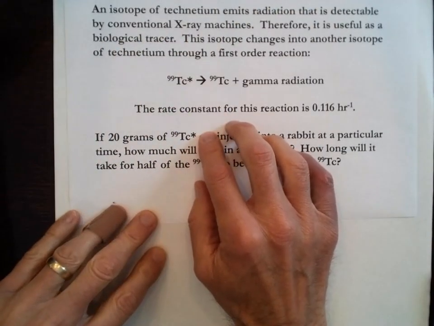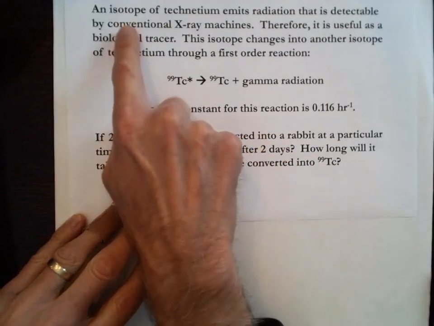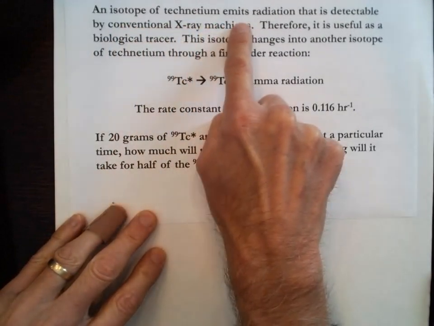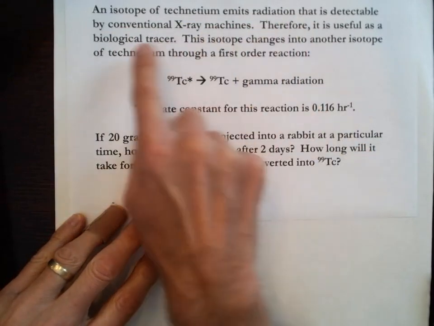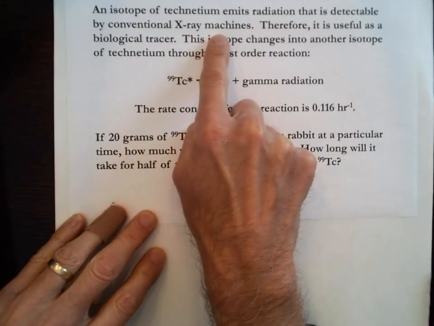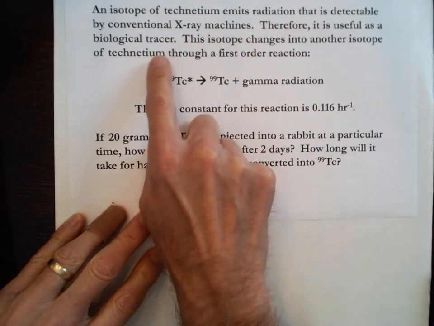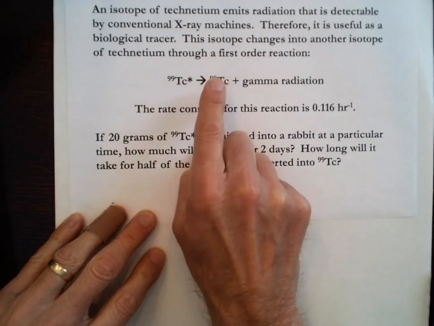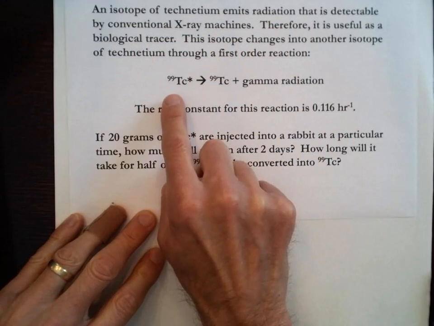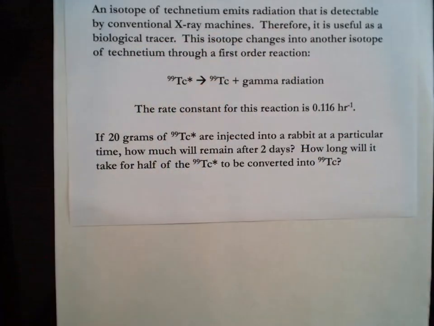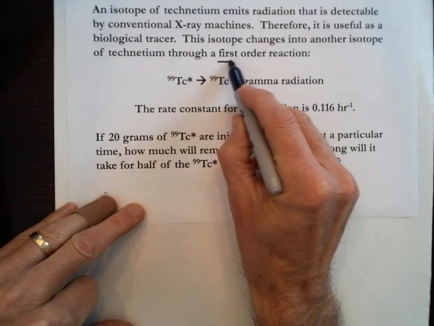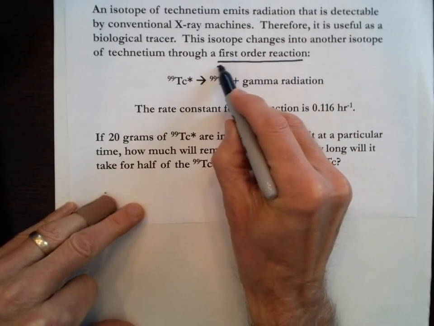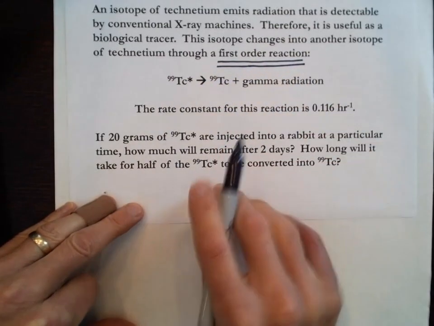All right, let's look at this particular problem. An isotope of technetium emits radiation that's detectable by conventional X-rays, so it's useful as a biological tracer. Technetium changes into another isotope of technetium through a first-order reaction. So this is a first-order process, and the first-order kinetic equations are going to apply.